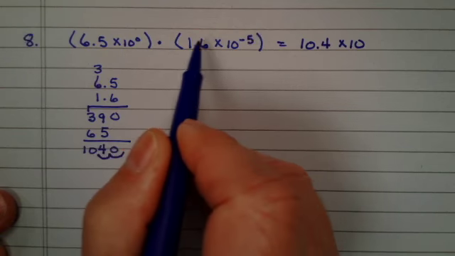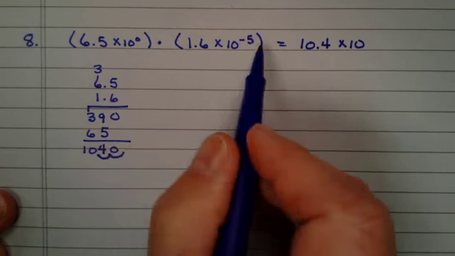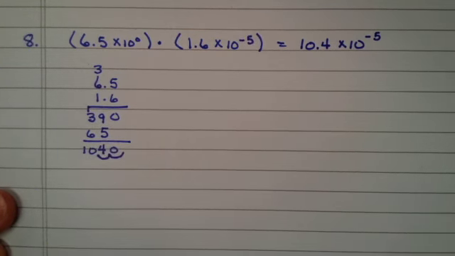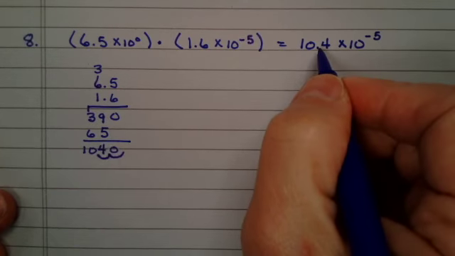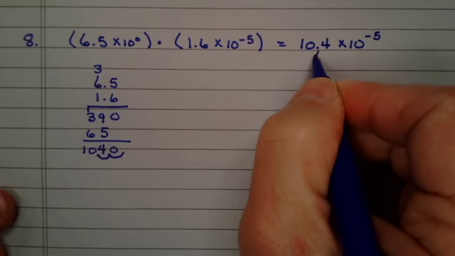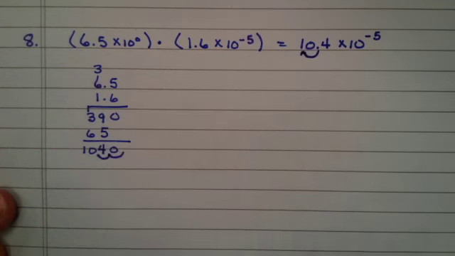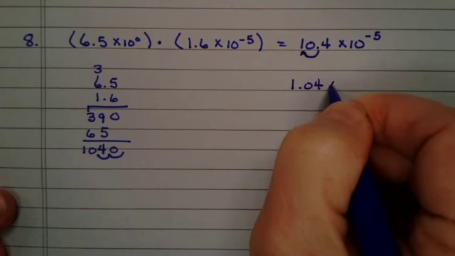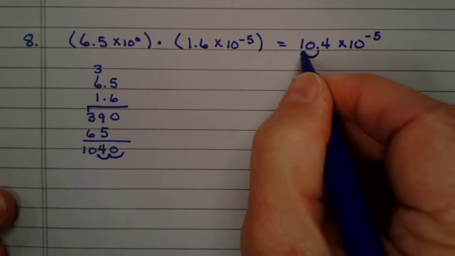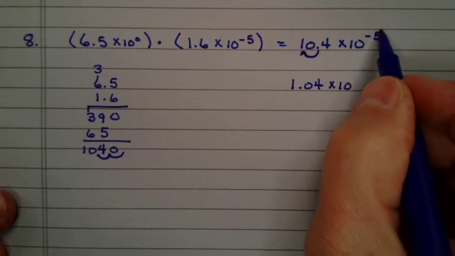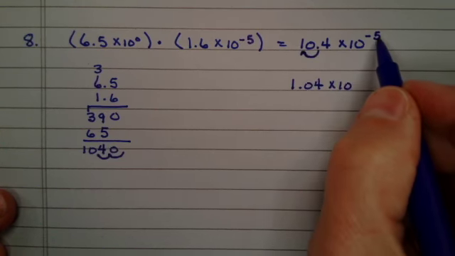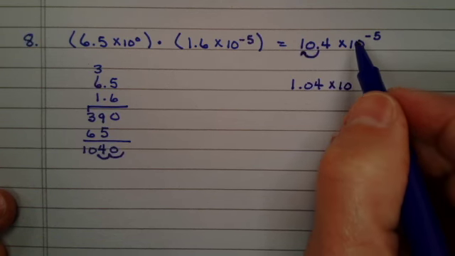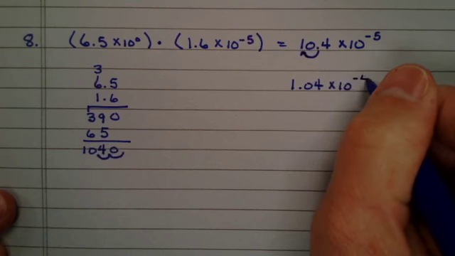To get my new exponent, I need to add these. 0 and negative 5 added together is negative 5. Remember, only one number needs to be in front of the decimal. I need to move it over 1 to get 1.04 times 10. Moving it in this direction makes this number increase. For each one, I increase this 1. So if I have negative 5 and I increase it by 1, I'm going to be at negative 4.